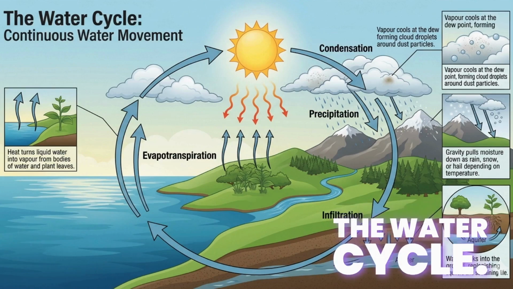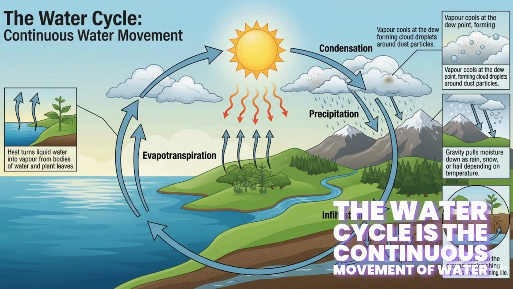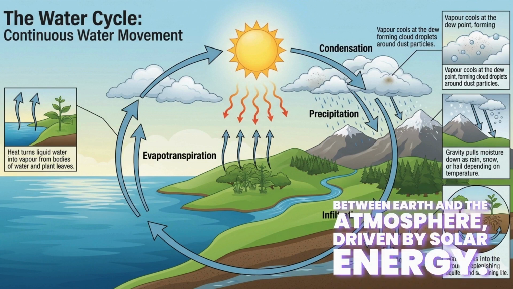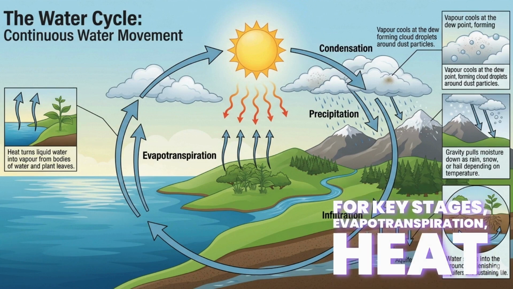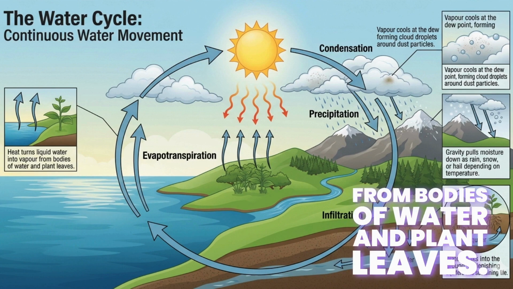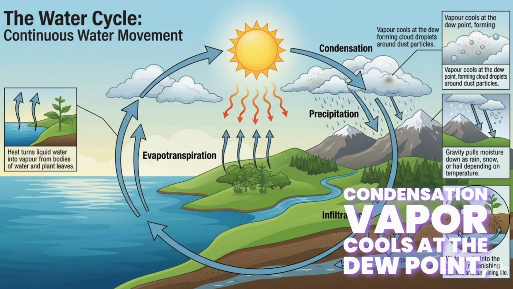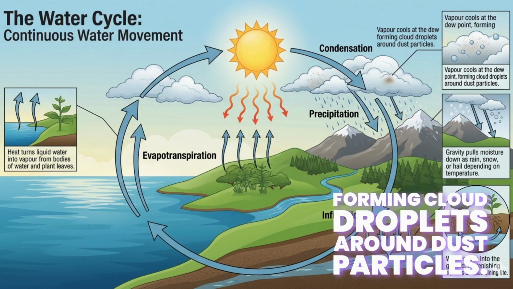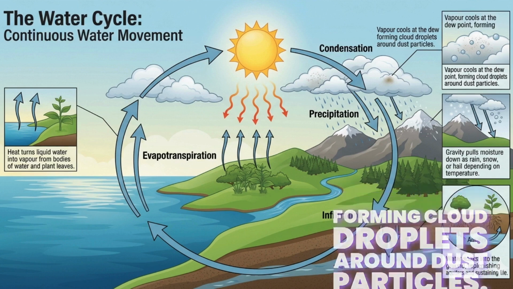The water cycle. The water cycle is the continuous movement of water between Earth and the atmosphere, driven by solar energy. 4 key stages. Evapotranspiration. Heat turns liquid water into vapor from bodies of water and plant leaves. Condensation. Vapor cools at the dew point, forming cloud droplets around dust particles.